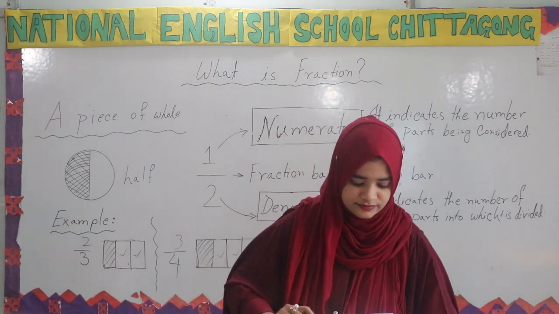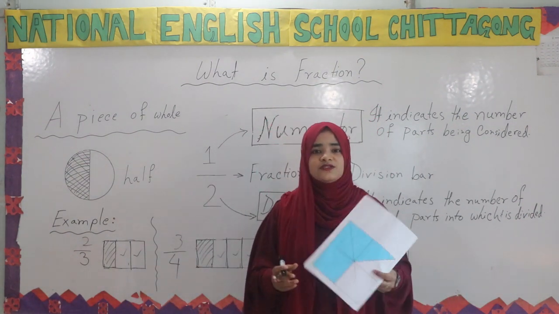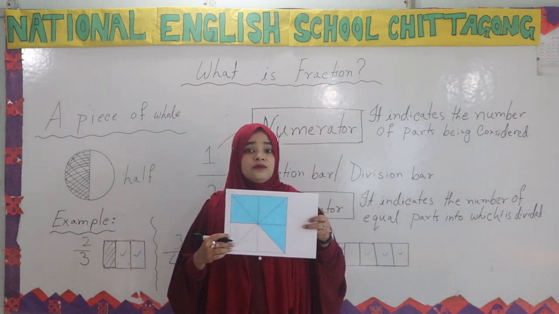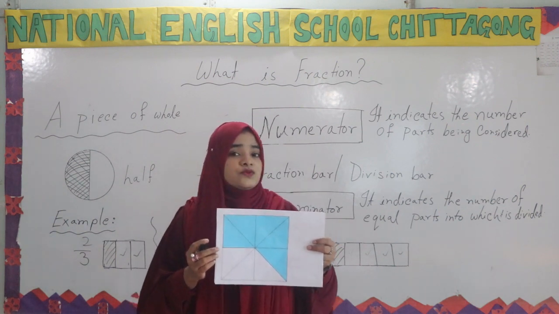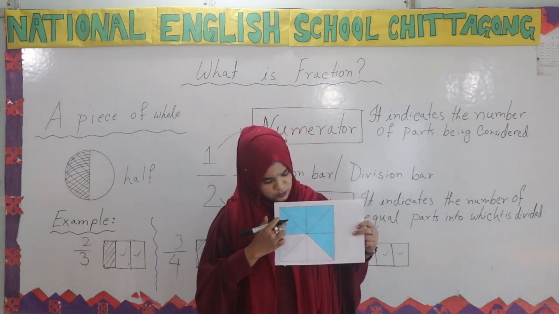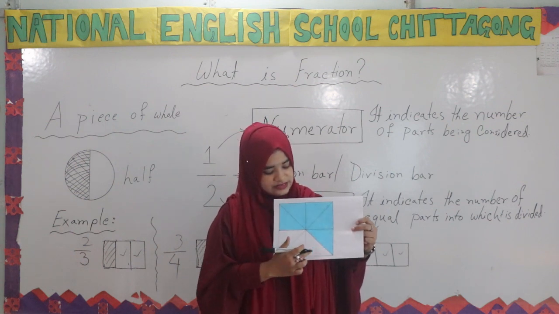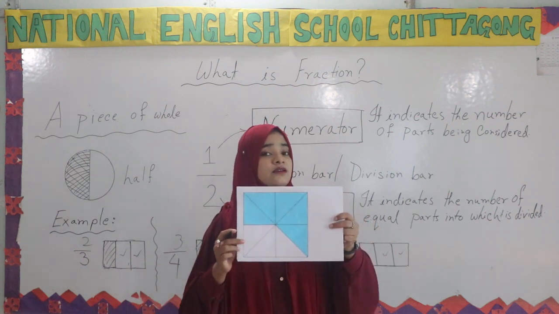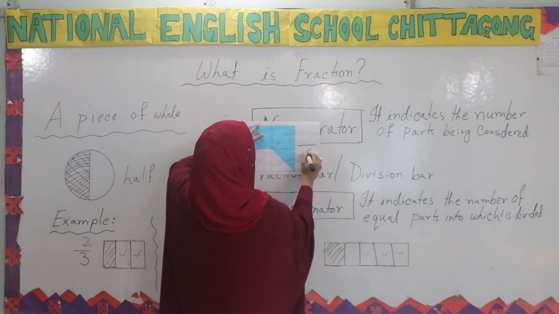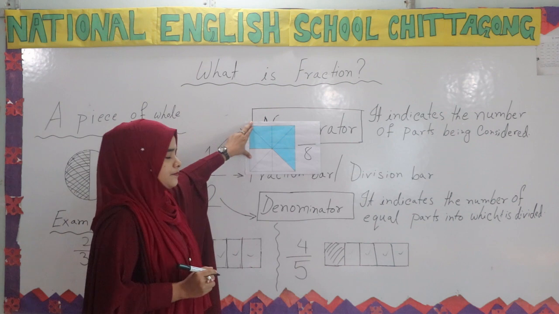So, the next quiz for you is a square. You can see it. Now, remember my words. At first, we have to count the whole parts. 1, 2, 3, 4, 5, 6, 7, 8. There are also 8 parts. So, the denominator will be 8.